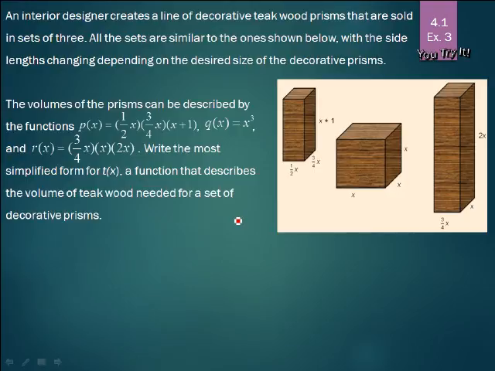Write the most simplified form for t of x, a function that describes the volume of teakwood needed for a set of decorative prisms. Okay, so we're looking for t of x, which will be the sum of these 3 prism volumes. And so we can use a table to find the values of the 3 functions, add them together, and then find an equation to represent those values.